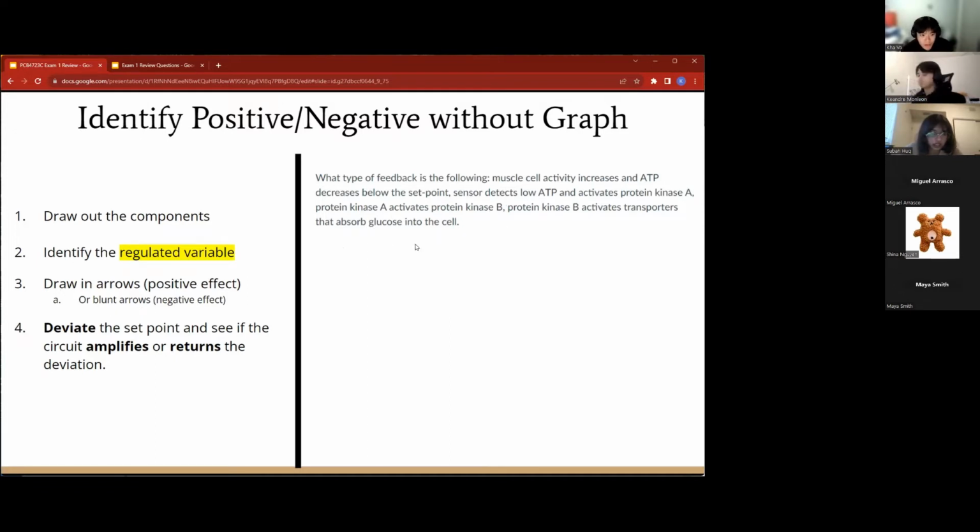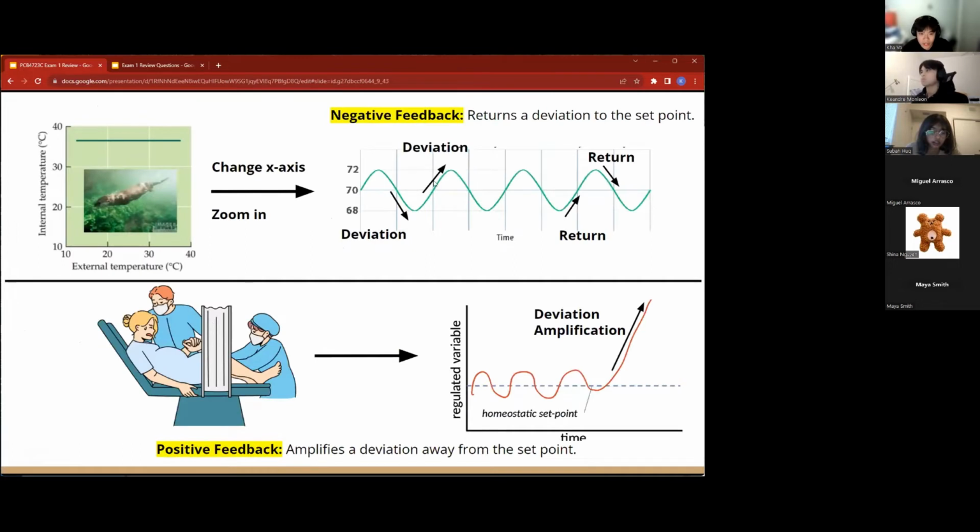And then draw in your arrows. A positive effect will be a regular arrow, and if it has a negative effect, it's going to be a blunt arrow. And then finally, deviate your set point. Like I said, change this variable and then see if the circuit will make it go back to its set point or if it's going to amplify it away.